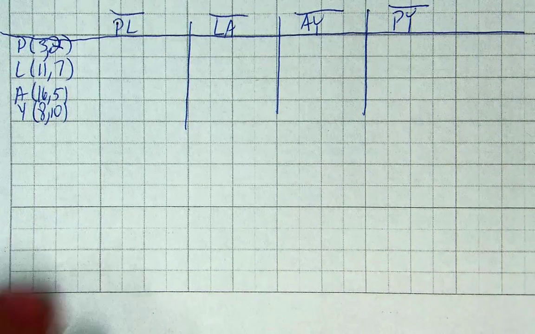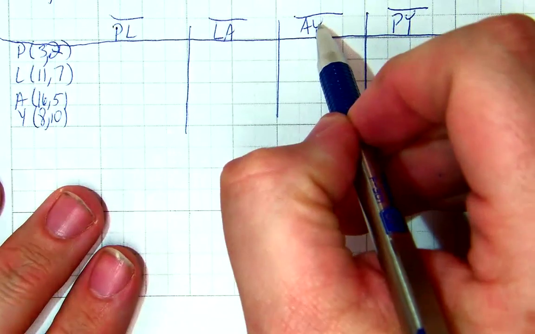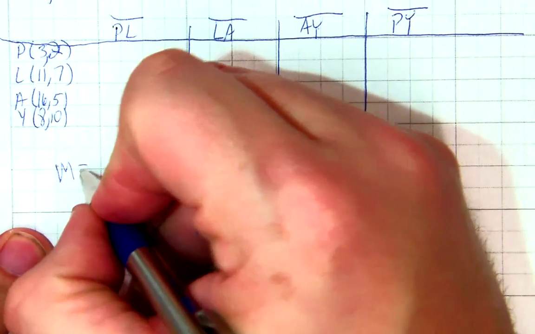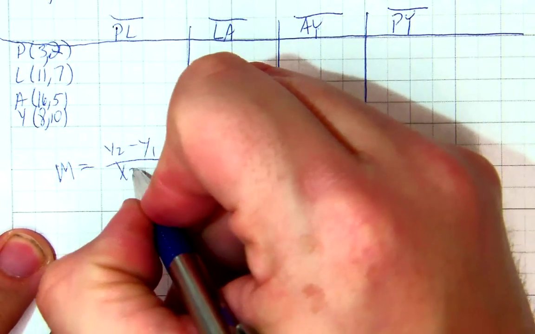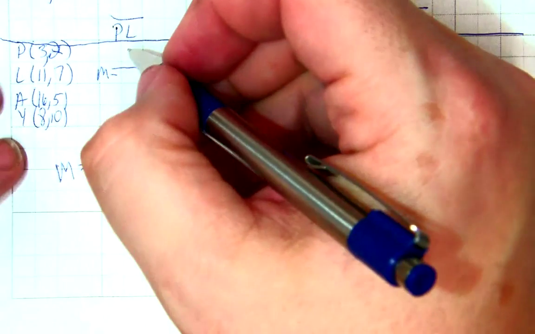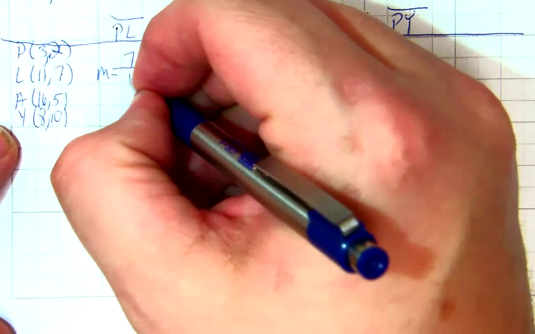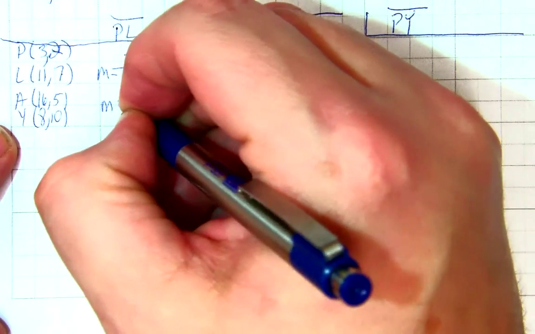Now I'm going to calculate the slopes of segments PL, LA, AY, and PY using the slope formula: m is equal to y2 minus y1 over x2 minus x1. So just straightforward use of the formula. In this case, 7 minus 2 is on the top, 11 minus 3 is in the denominator, and so my slope in this case is going to be 5 over 8.